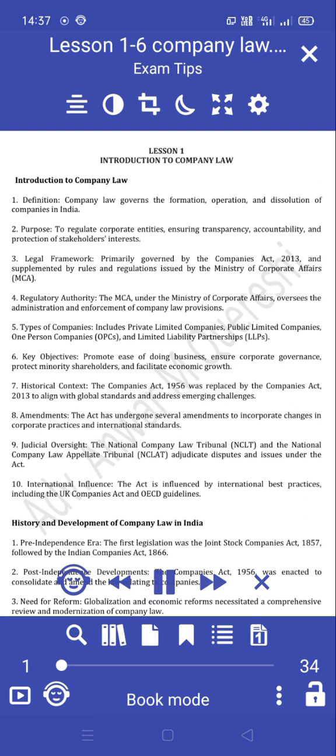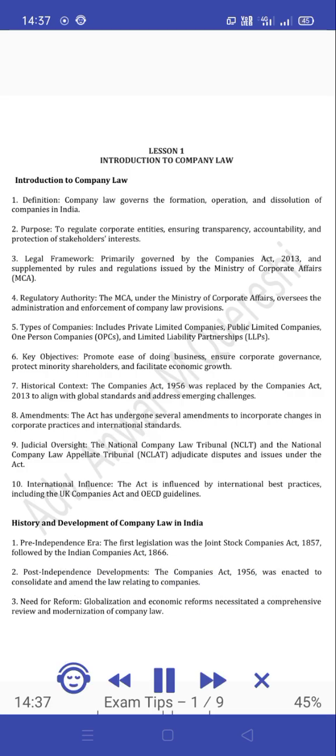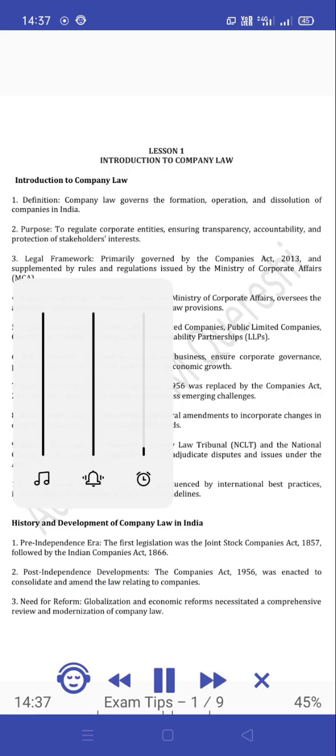Lesson 1. Introduction to Company Law. 1. Definition. Company law governs the formation, operation, and dissolution of companies in India. 2. Purpose. To regulate corporate entities, ensuring transparency, accountability, and protection of stakeholders' interests.